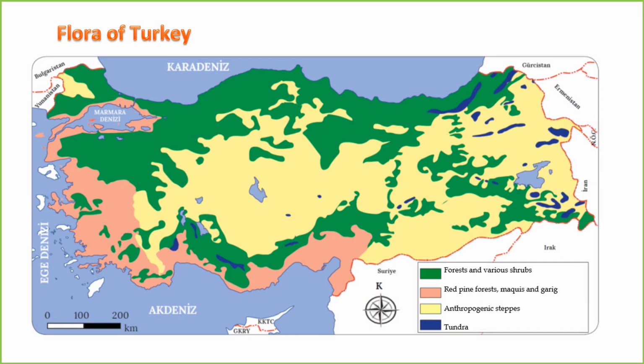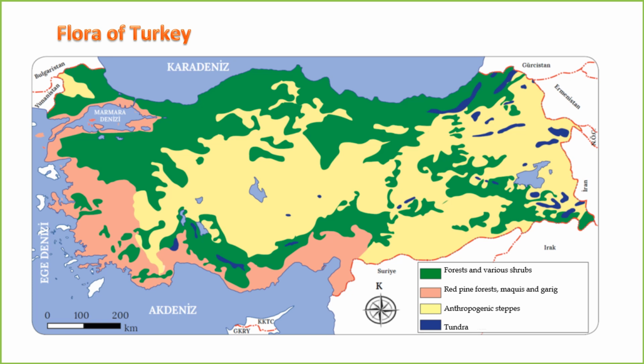The spatial distribution of Turkey's flora is influenced by a variety of factors, including climate, topography, soil types, and human activities. Here's a general overview of how these factors contribute to the spatial distribution of flora in Turkey. 1. Climatic zones. Mediterranean region. This region, characterized by hot, dry summers and mild, wet winters, supports a Mediterranean flora. Olive trees, citrus fruits, cypresses, and various aromatic herbs are common.